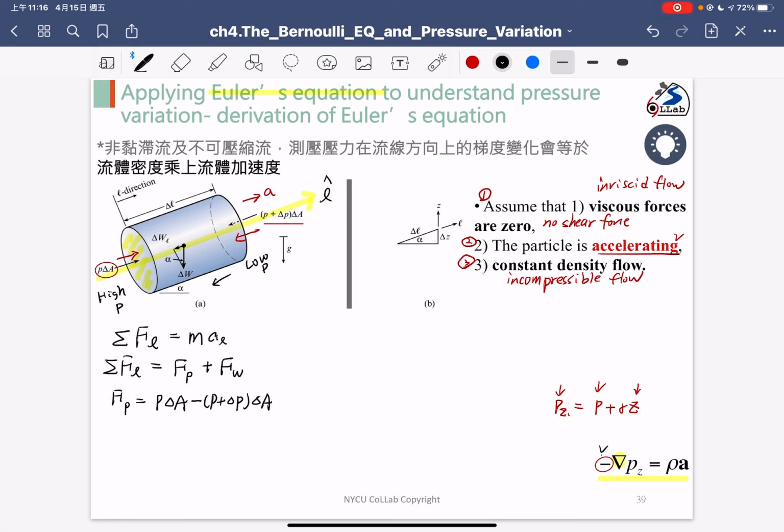Okay, so you can rearrange the pressure force, and you know that some items cancel out already. So we only have minus delta P multiplied by delta A, and the P multiplied by delta A already cancel each other out. Okay, so this is the force related to the pressure.